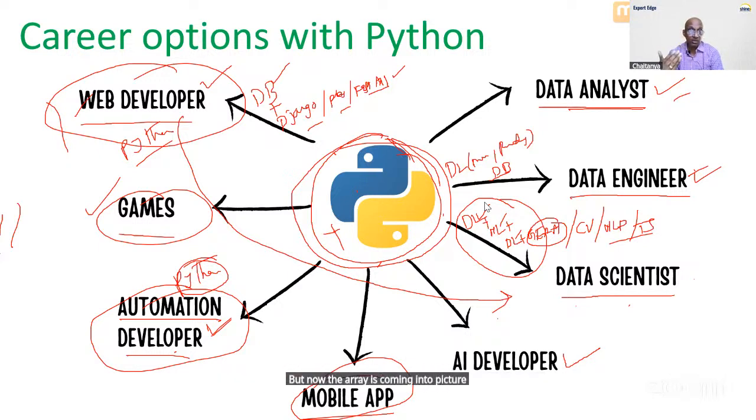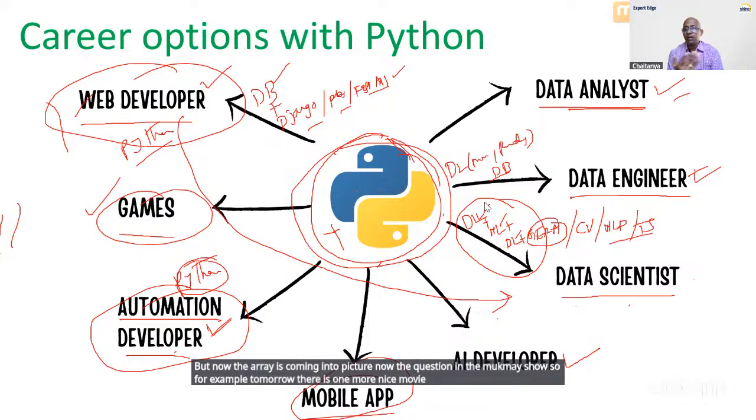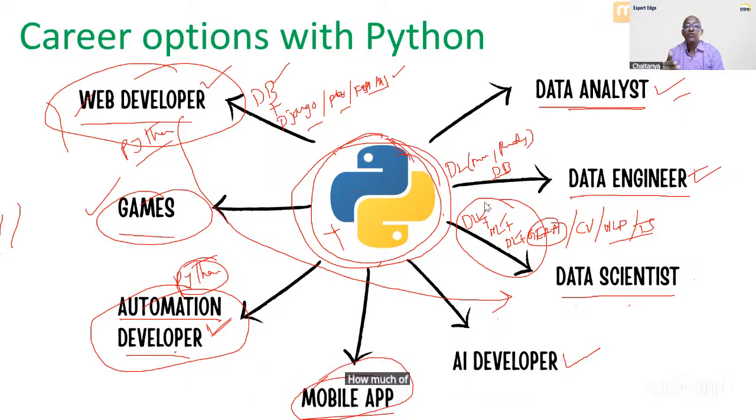Now the question in BookMyShow. So for example, tomorrow there is one more nice movie coming, for example, a Salman Khan movie or an Aamir Khan movie or something like that. So now the question to BookMyShow is, if the movie is getting released today, how many tickets will be sold in the next one week? No one knows. That is the future.